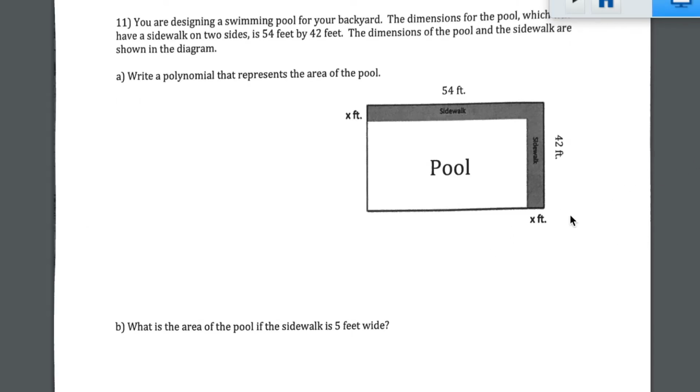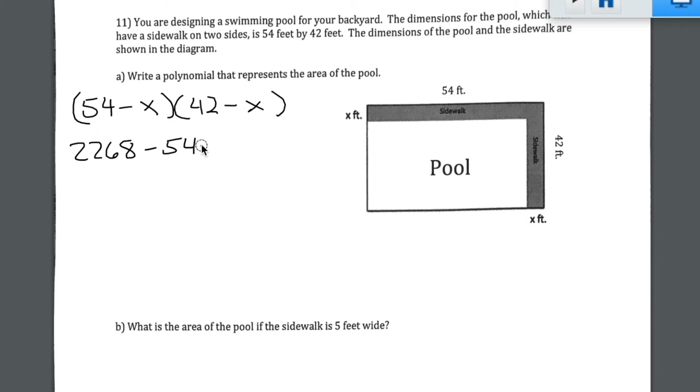We'd have a swimming pool that's going in our yard, and then we have a sidewalk going around two sides of the pool. So we want to write a polynomial. Polynomial that we would write would be 54 minus x. X stands for the sidewalk, so we have this whole side, but we want to know the pool, so the whole side minus the width of the sidewalk. Now for our length, we want to do 42 minus x, the width of the sidewalk. When we distribute this, 54 times 42 is going to be 2,268. 54 times negative x is negative 54x.